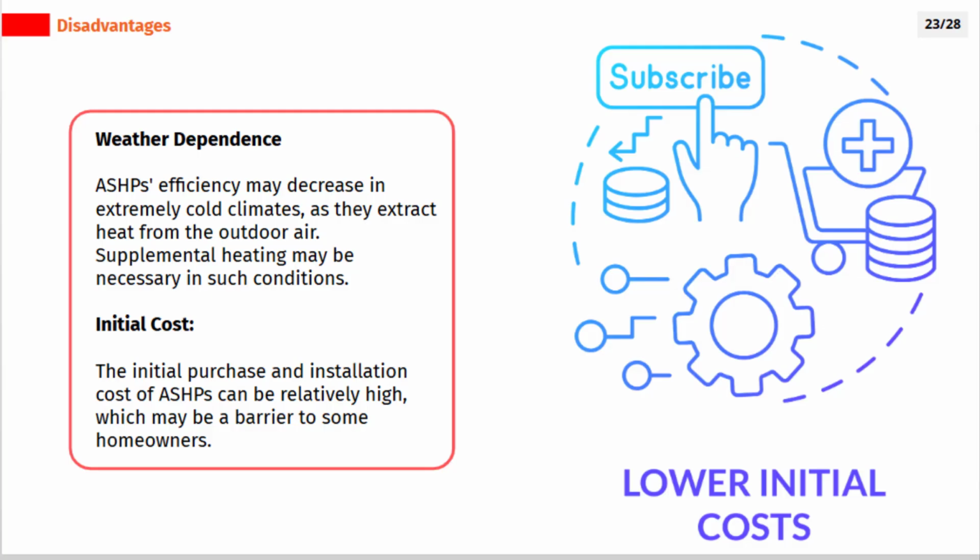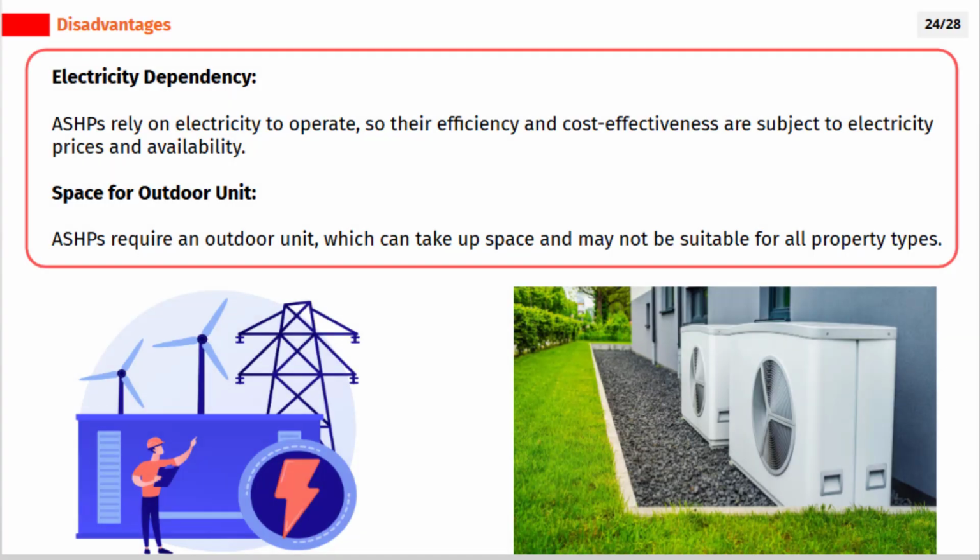Initial cost. The initial purchase and installation cost of air source heat pumps can be relatively high, which may be a barrier to some homeowners. Electricity dependency. Air source heat pumps rely on electricity to operate, so their efficiency and cost-effectiveness are subject to electricity prices and availability. Space for outdoor unit. Air source heat pumps require an outdoor unit, which can take up space and may not be suitable for all property types.